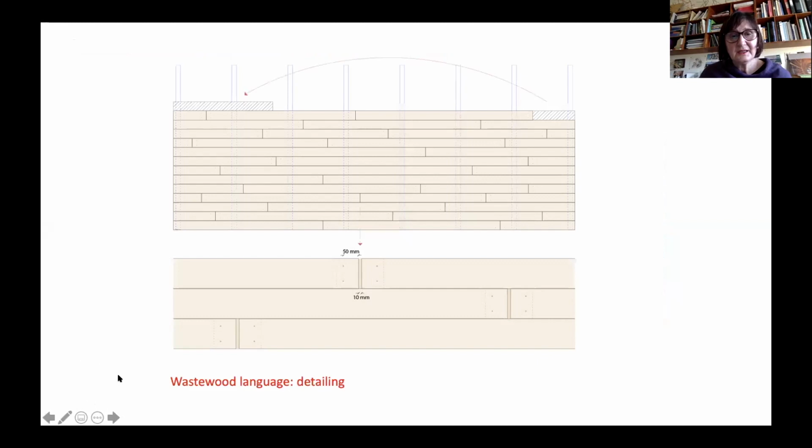And this is how it perhaps should have been done, to minimize the material wasted, but also to be sure that there is good quality detailing that can ensure good performance.